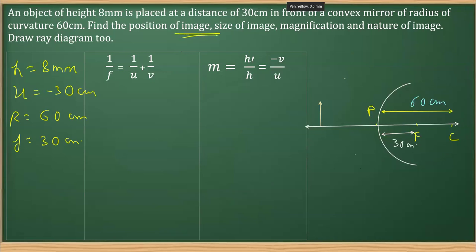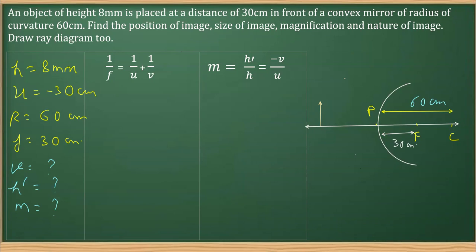Now we have to find the position of the image. The position of the image is indicated by V, that is, V we have to find out. The size of the image, which is H dash. This is again our question. And magnification, that is the linear magnification, by default here is M. Further, from the value or the sign of V and U, we can figure out whether the image is real inverted or virtual erect.